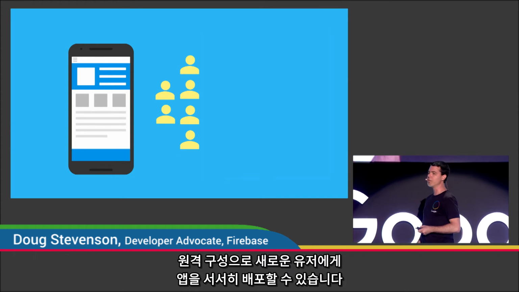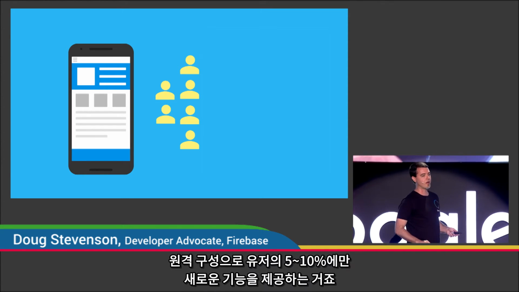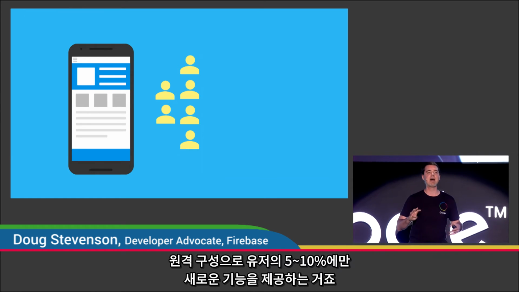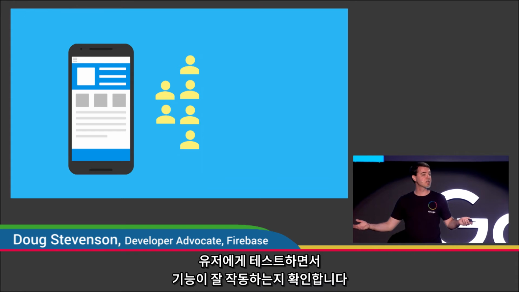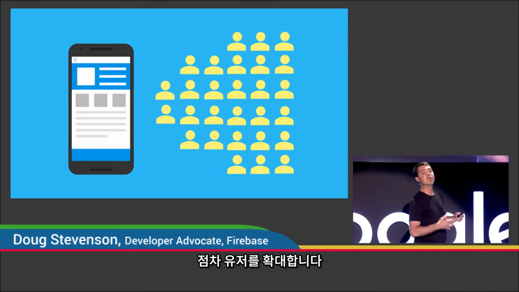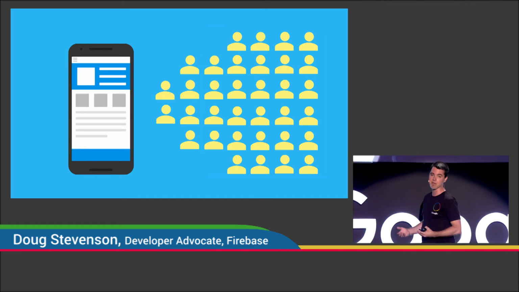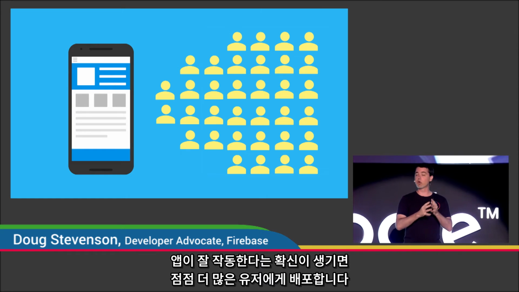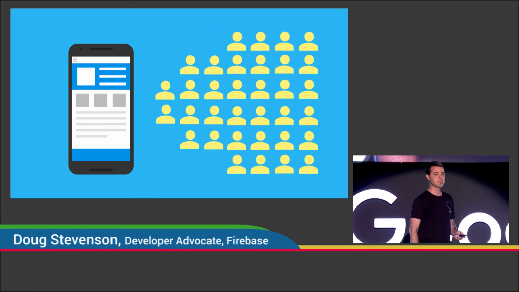Now, another thing you can do with remote config is slowly distribute your app to new users. So you may use remote config to only make a new feature available to 5 or 10% of your users. And you can test on them. You can see if it works okay. And as it continues to work okay, you can publish to more and more users until you finally hit 100% distribution. And that's how you know all of your users are happy. So if you spot a problem early, use remote config and turn it off. In order to gain confidence that your app is working well, use it to distribute to new users over time.